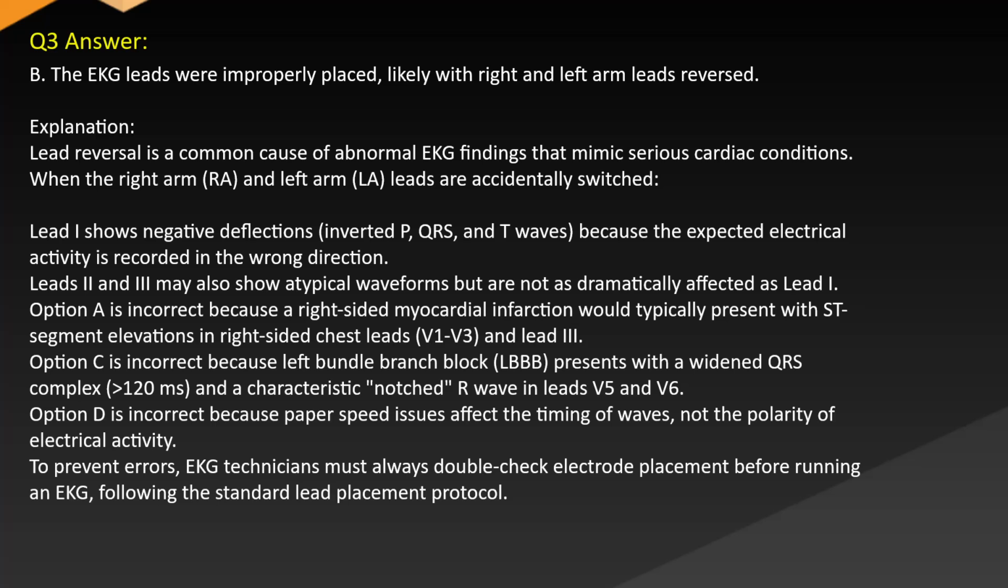Option A is incorrect because a right-sided myocardial infarction would typically present with ST segment elevations in right-sided chest leads V4R and V5R. Option C is incorrect because left bundle branch block presents with a widened QRS complex over 120 ms, and a characteristic notched R wave in leads V5 and V6. Option D is incorrect because paper speed issues affect the timing of waves, not the polarity of electrical activity.